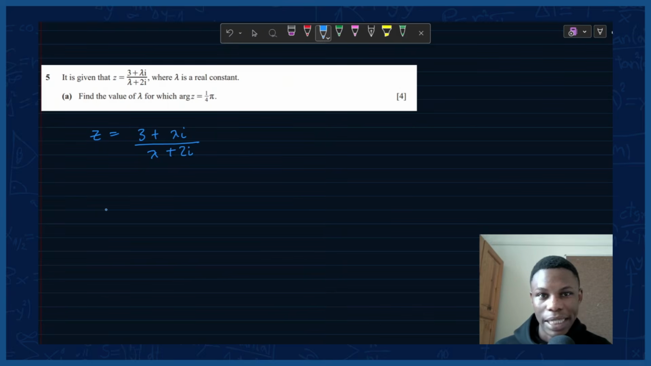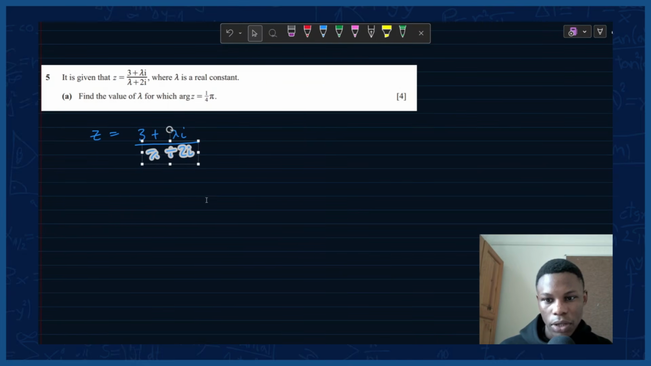And we know whenever we're dealing with division of complex numbers, I multiply both the numerator and the denominator by the complex conjugate of my denominator. So complex conjugate just means change the sign. Okay, so in our case, we are going to do that. This is 3 plus lambda i times the conjugate, which will be lambda minus 2i.